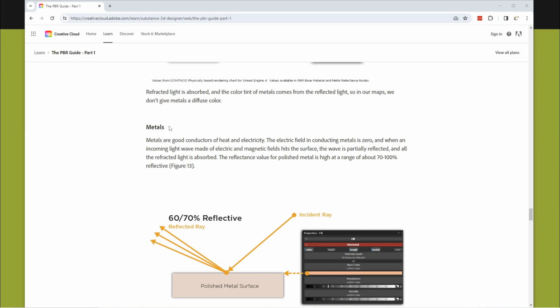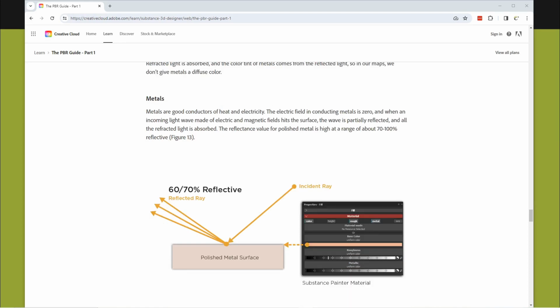An important aspect to understand is that refracted light is absorbed and the color tint of the metals comes from the reflected light. So in our maps, we don't give metals a diffuse color. We'll talk about diffuse maps and so forth a little later, but just understand that you don't get the color of a metal from refracted light, you get it from the reflected light.